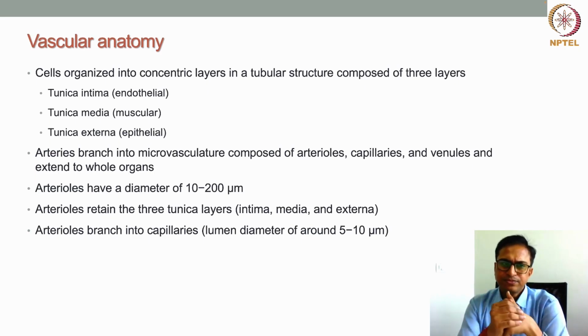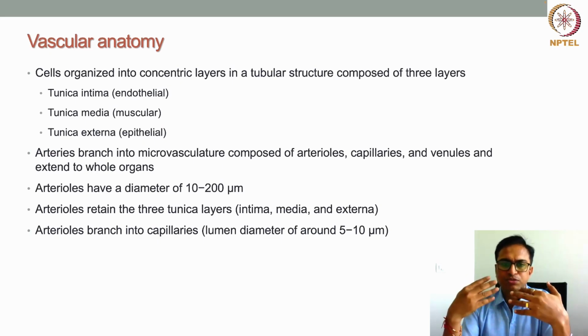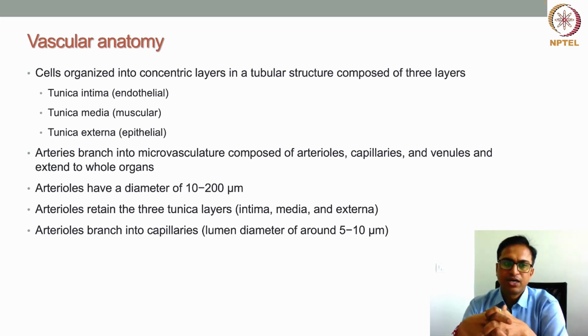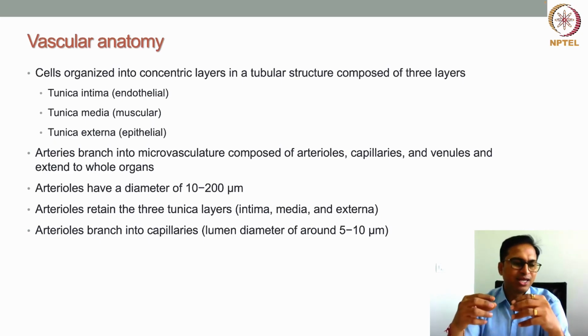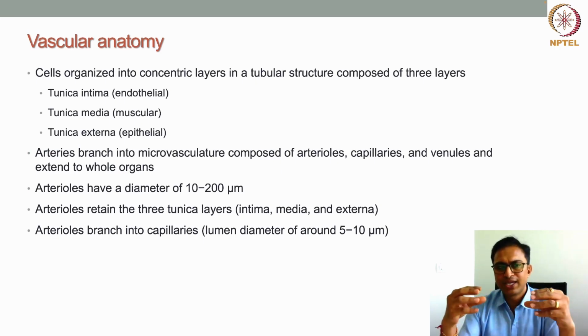Like the tunica intima, which is the innermost layer of the blood vessel, composed of endothelial cells, where the endothelial cells form a layer in the innermost part of that tubular structure. So that is the tunica intima. The next layer is the muscular layer, which is present just above the endothelial layer and is composed of muscular tissue.